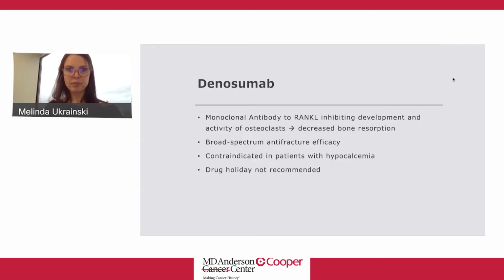Denosumab is a monoclonal antibody to RANK ligand, which inhibits development and activity of osteoclasts. So basically, long story short, it decreases bone resorption, which can help to prevent fractures and worsening bone mineral density. It has broad spectrum anti-fracture efficacy, which means that it reduces fractures at the hip, the spine, and non-vertebral fractures. We don't use it in patients who have a history of hypocalcemia.